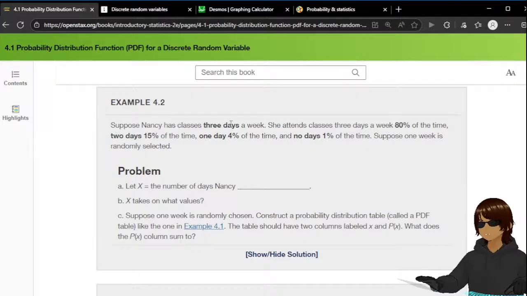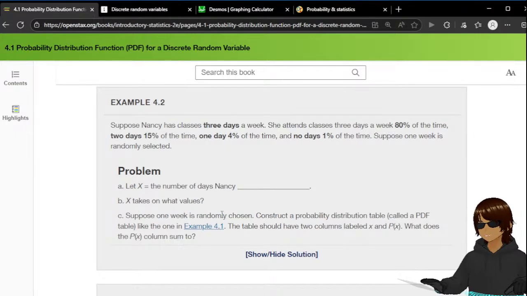Suppose Nancy has classes 3 days a week. She attends classes 3 days a week 80% of the time, 2 days 15% of the time, 1 day 4% of the time, and no days 1% of the time. Suppose 1 week is randomly selected. Let x be the number of days Nancy attends her class. X takes on what values? The number of days Nancy attends her class per week. So what values can capital X take? So it can be 0.8 or 0.04 or 0 or 0.15.